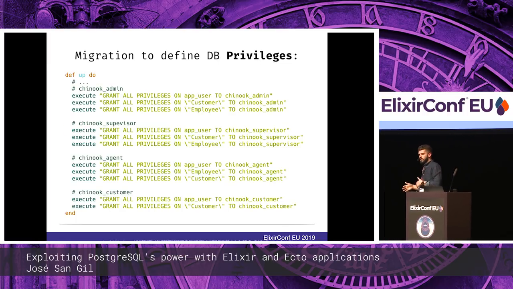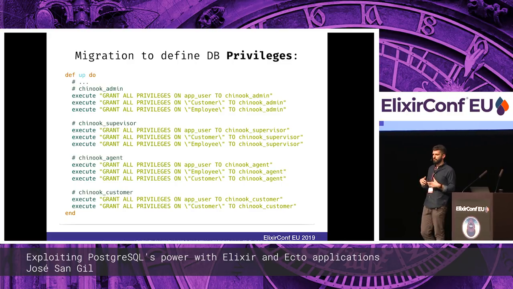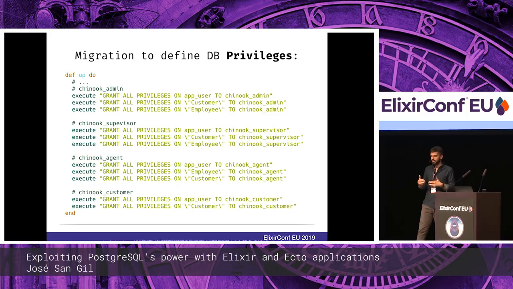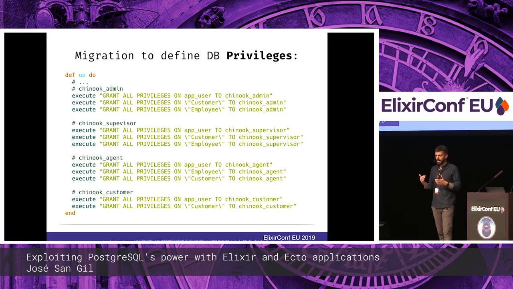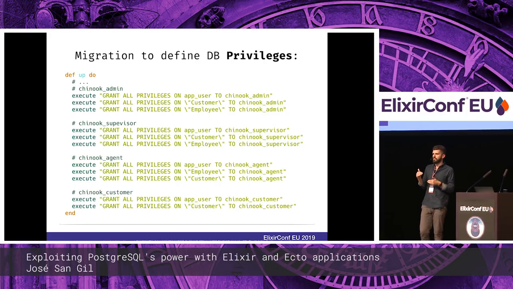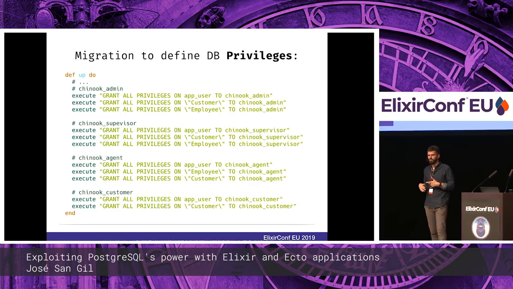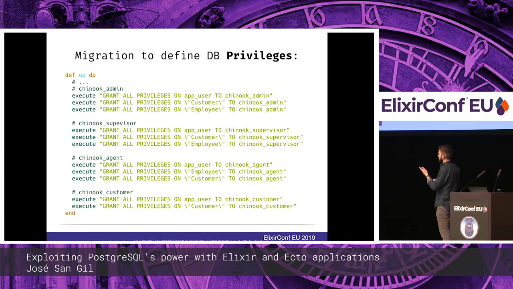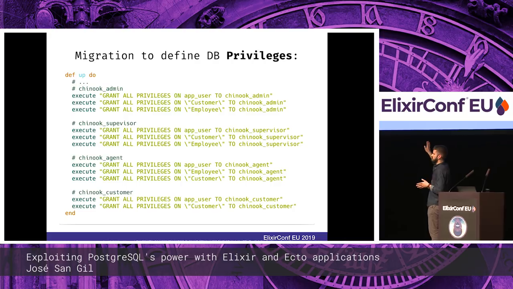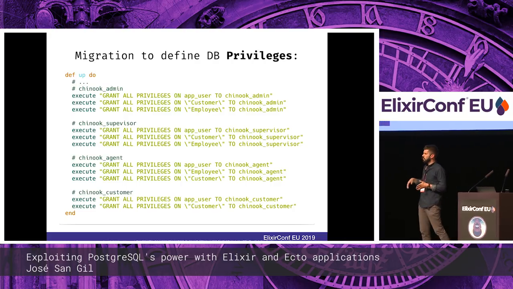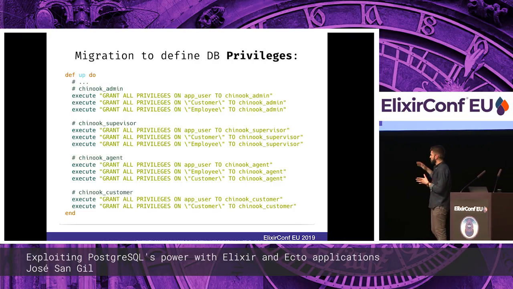So now we move forward, and we're going to use this concept of privileges. Privileges in Postgres are basically access for roles to certain tables and operations. In this setup, once again, I'm creating a migration, and this migration is giving a lot of access to the roles.